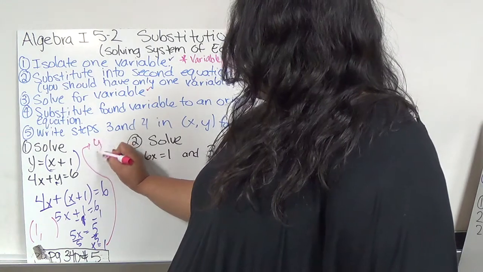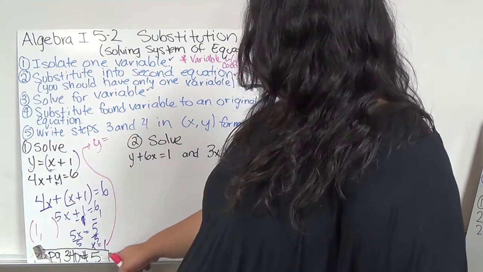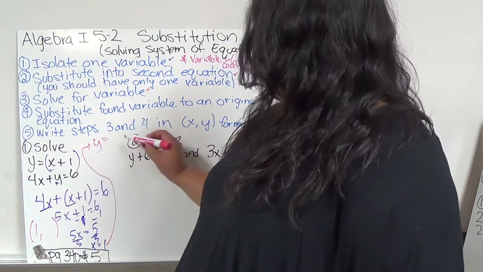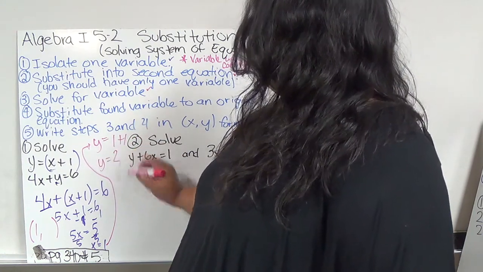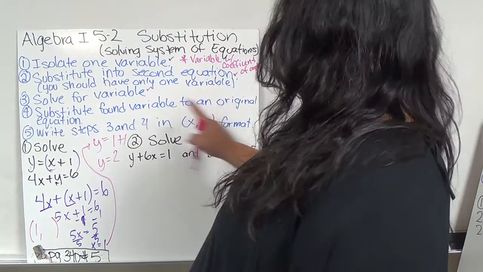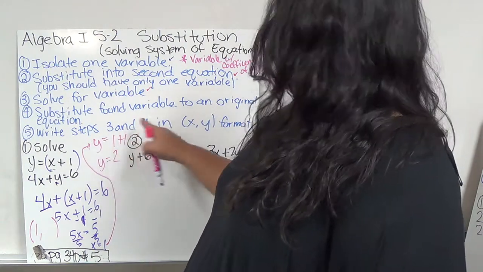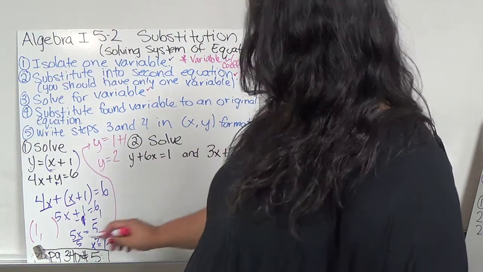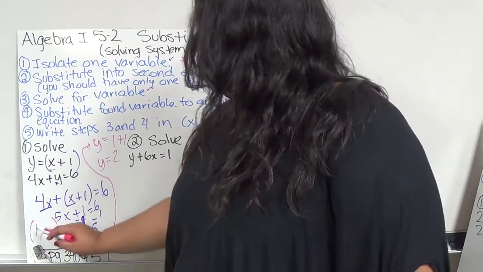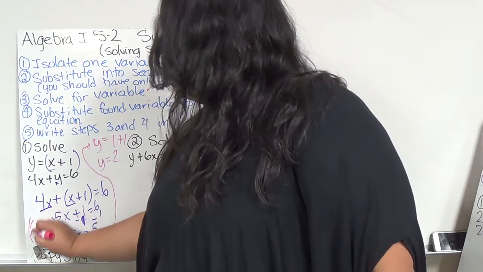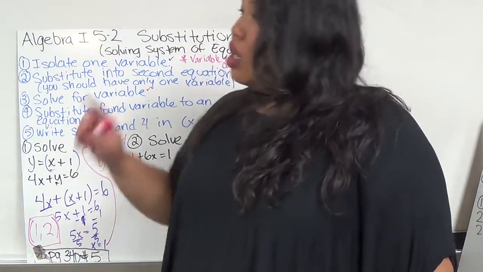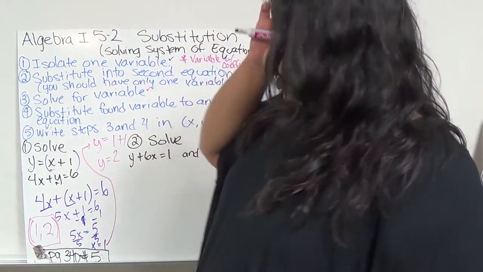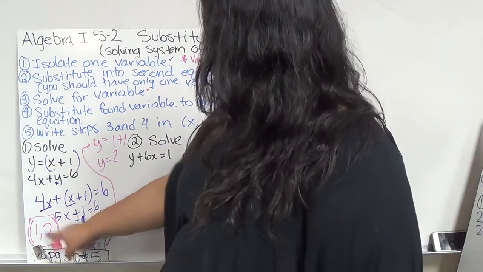I'm going to do y equals x is 1 now, plus 1. And I end up with y equals 2. So substitute the found variable into the original, done. And then I use 3 and 4 to put it in x and y format. So that means x is 1 and my y is 2.